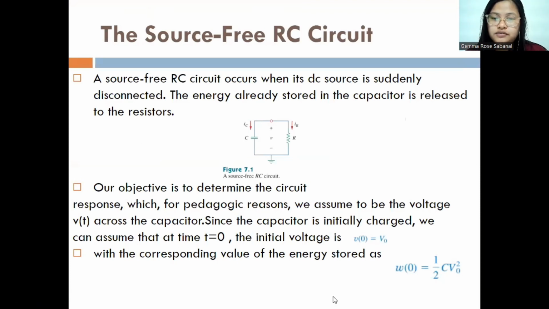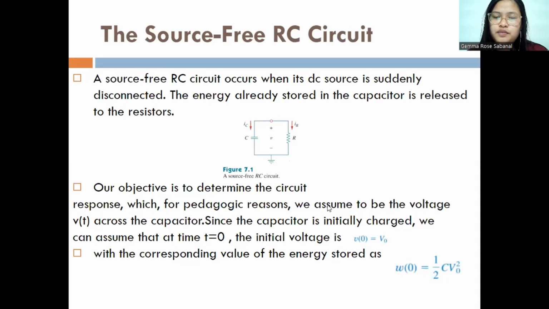This is the source-free RC circuit. A source-free RC circuit occurs when its DC source is suddenly disconnected. The energy already stored in the capacitor is released to the resistor. As you can see here in the diagram or the figure, this is an example of a source-free RC circuit.